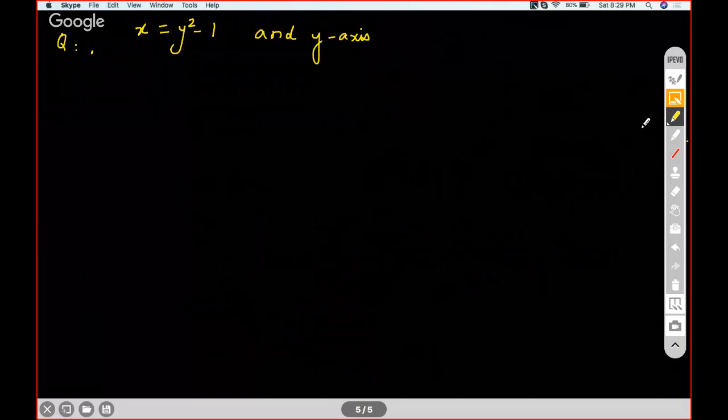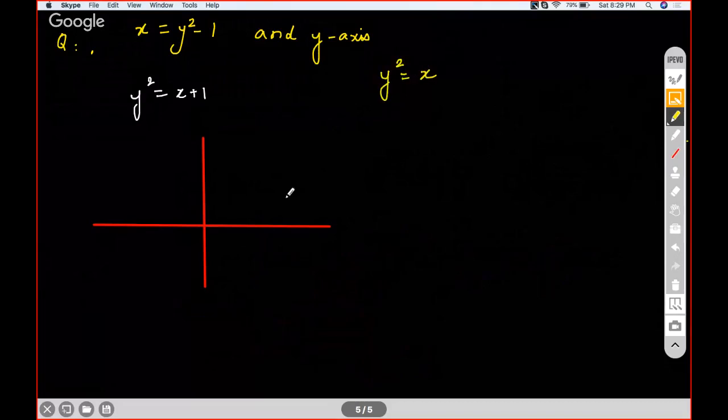What about you? What's the answer coming up? Did you plot their graphs first? Yes, sir. Okay. y square is equal to x plus 1. What would you do for that? First of all, what is the graph of y square is equal to x? It's a parabola, right? Parabola like this.